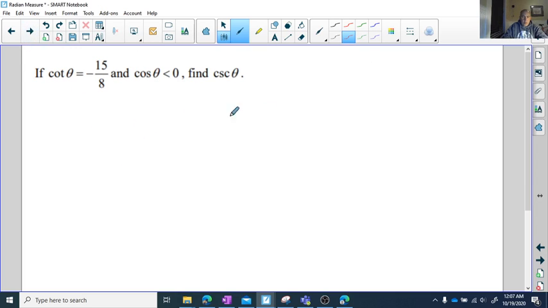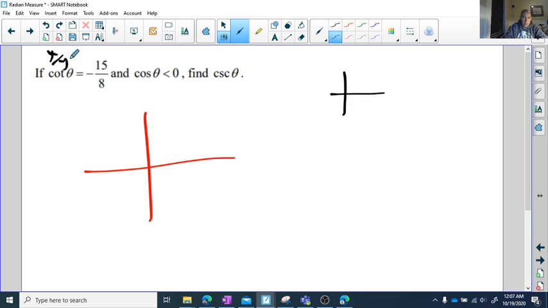All right, let's try another one. This would be a good spot to pause the video and try it on your own. So we need to figure out where to draw our angle first. I always like to draw my little thing over here. So cotangent is negative. This is the x over the y for cotangent. So when I divide the x and the y, I'm getting a negative. That can only happen if one's positive and one negative, which is there or over here. Cosine is negative, where x is negative, which is here or here. So that's telling me to draw my angle out here.